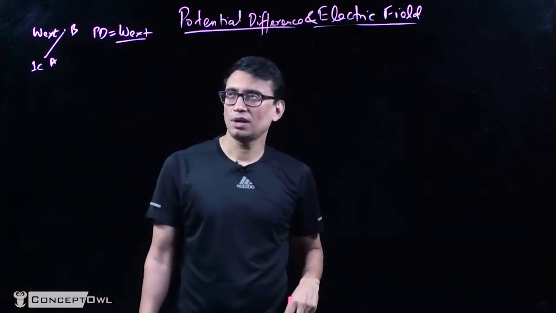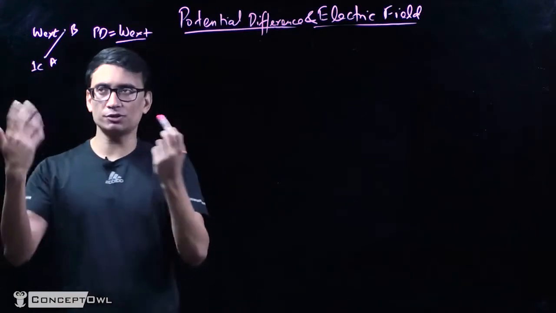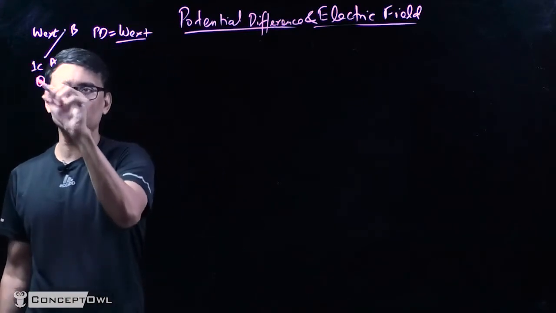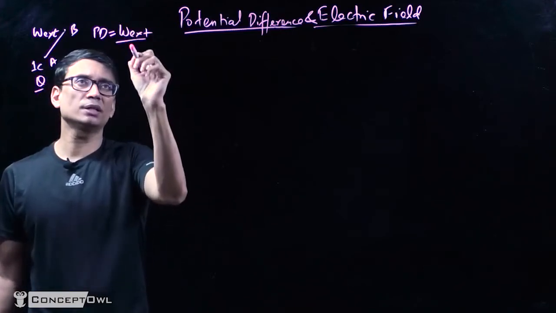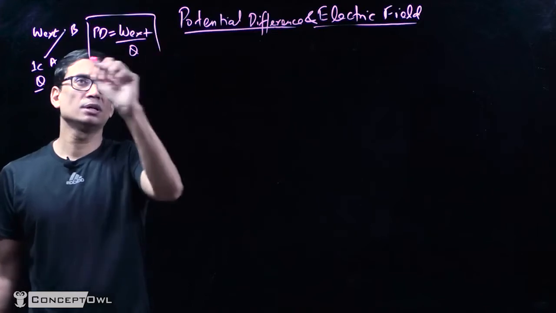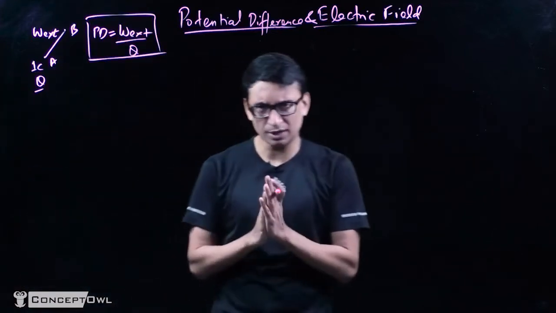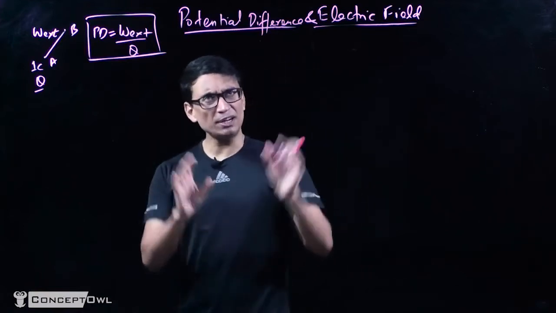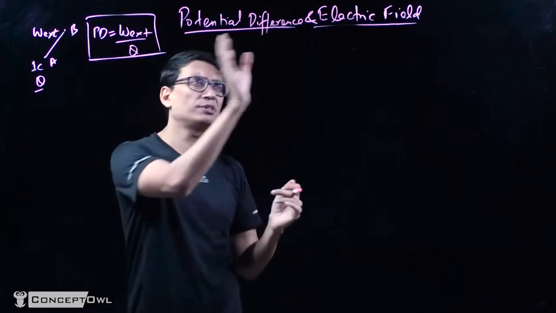In general, if it's not 1 coulomb charge, let's say the charge is Q instead of 1 coulomb, in that case the potential difference is going to be the work done upon Q. This is a general formula for any charge. Now let's think about the relationship between potential difference and electric field.